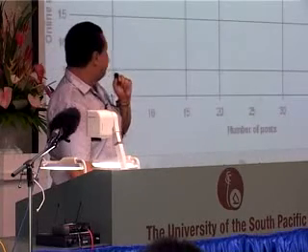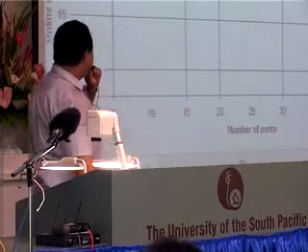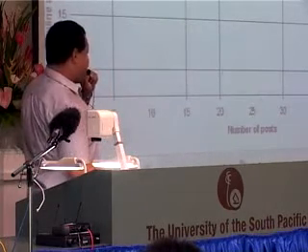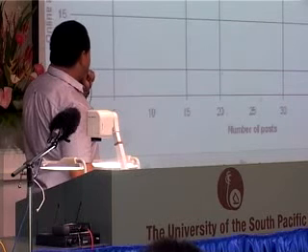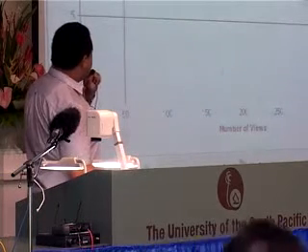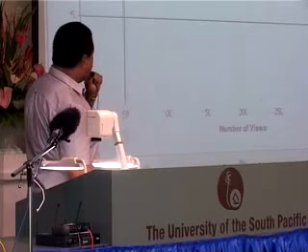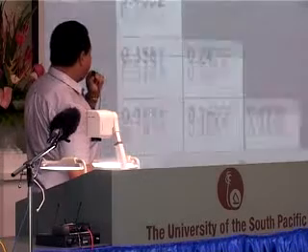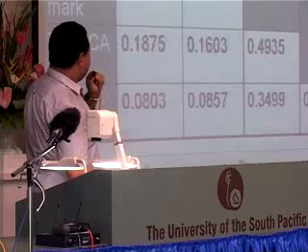Some statistics. Number of posts, correlation, positive correlation between number of posts and assignment marks. Achievements online assignments, this number of views. Also, the correlation is positive. All correlation values here are positive.